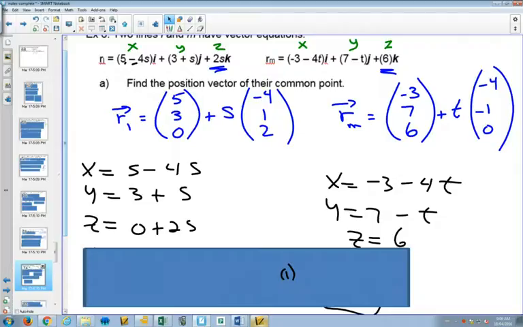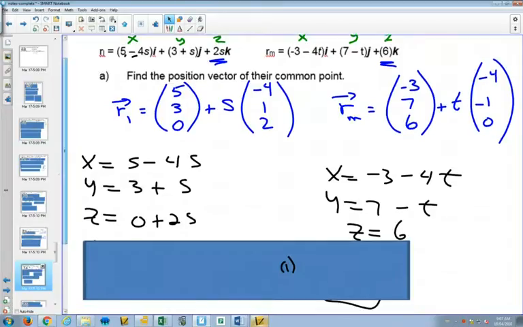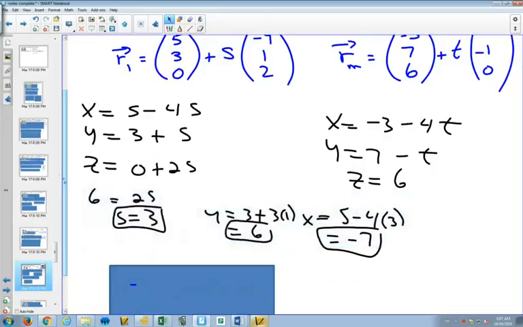Now, if they have a point in common, does it make sense that the x's would equal, the y's would equal, and the z's would equal? And so if you make your x's equal, your y's equal, and your z's equal, you would have equations with s and with t. Now, often, you'll then have to solve a system of equations.